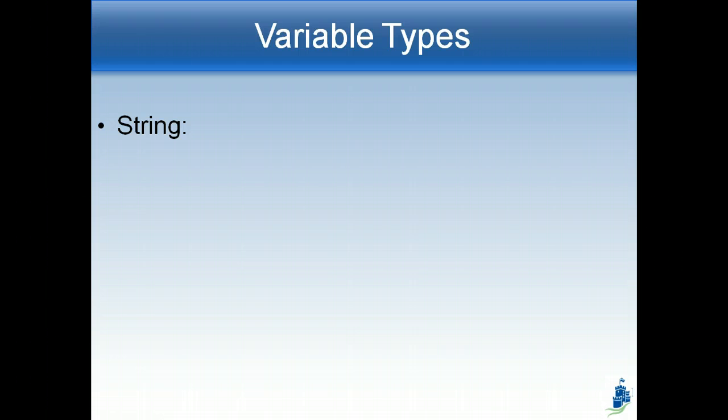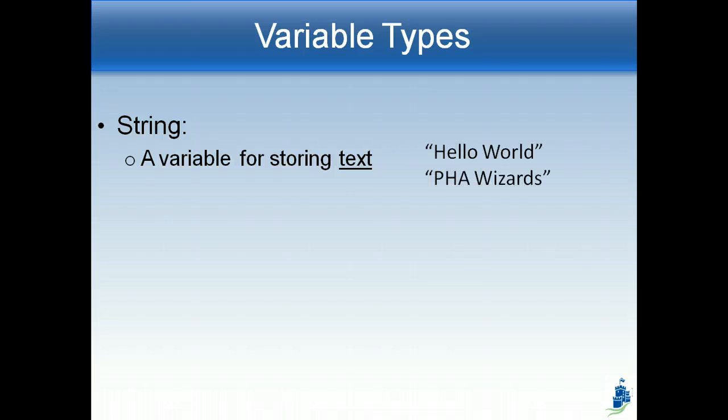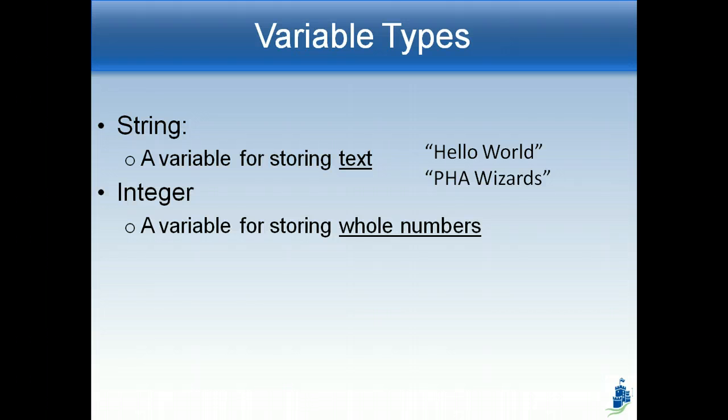All right, so we have one type of variable which is called a string, right? And a string is when we use text. Some examples of strings are "hello world" or "PHA wizards." You'll notice I put those in quotation marks. That's text, right, for a string. An integer, on the other hand, is the other variable type that we've learned so far, is for storing numbers, but it's specifically for whole numbers, right? Not 4.2, but just 4. So these are examples of integers. It's 142 and negative 345. These are whole numbers, and so those are integers.